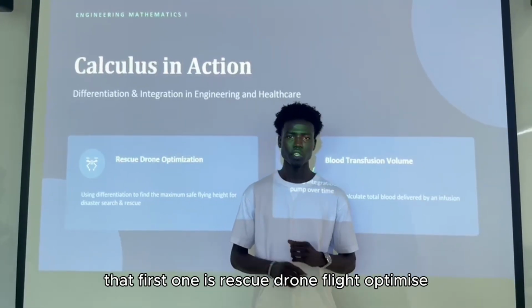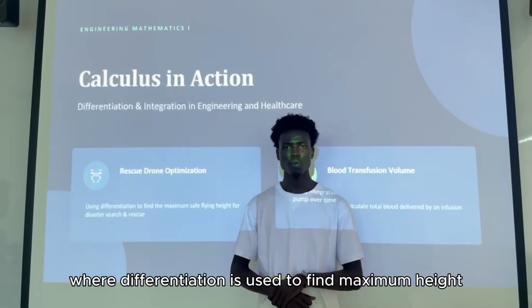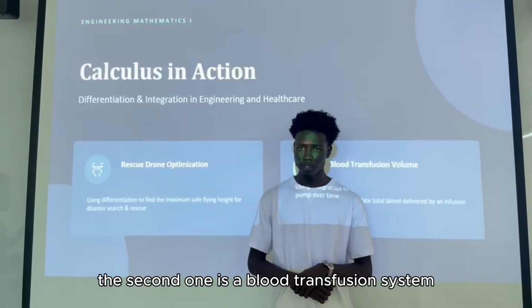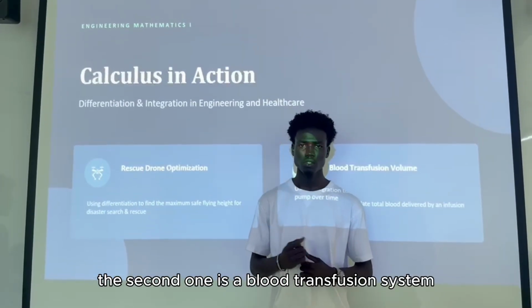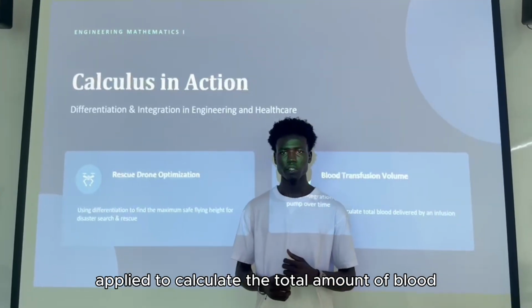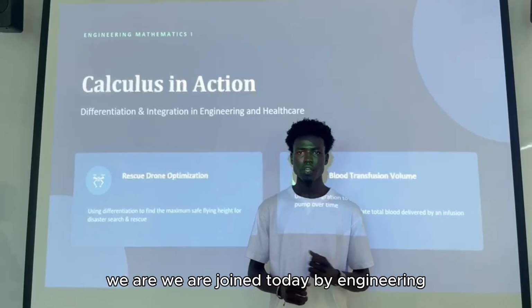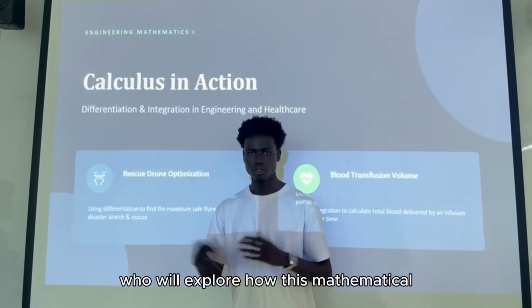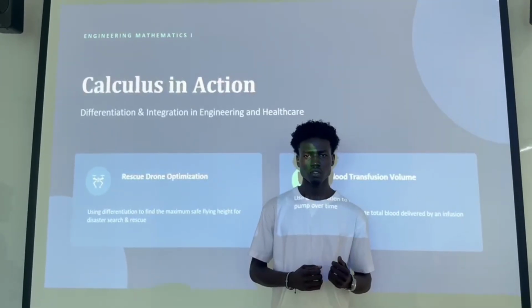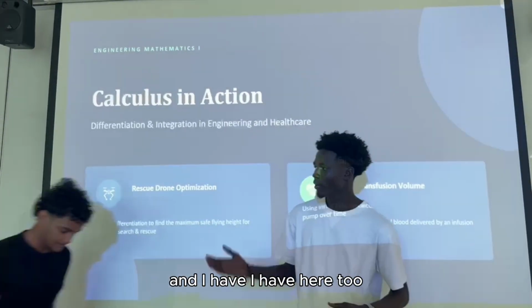The first one is rescue drone flight optimization, where differentiation is used to find the maximum height of the drone. The second one is a blood transfusion system where integration is applied to calculate the total amount of blood delivered to a patient. We are joined today by engineers who will explore how these mathematical techniques were applied to solve these problems.